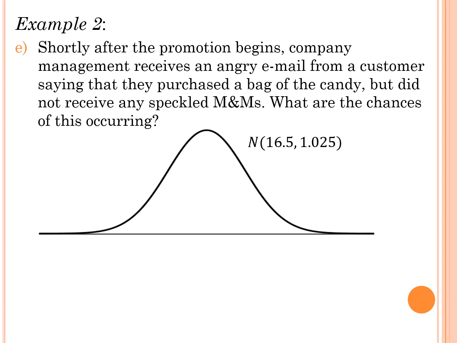Shortly after the promotion begins, company management receives an angry email from a customer saying that they purchased a bag of candy but didn't receive any speckled M&Ms. What are the chances of this occurring? We have our same curve centered at 16.5. What's the probability that they got 0 M&Ms? Again, on a normal curve, we can't find the probability that they got exactly 0. We can only find less than or more than it. So to find exactly 0, we want to move a half step to the right, half step to the left. So we're at negative 0.5, 0.5, and we're going to find the area in between these two dotted lines.